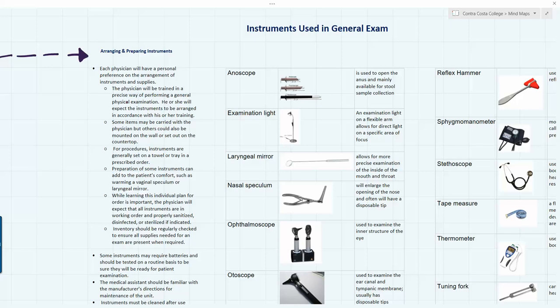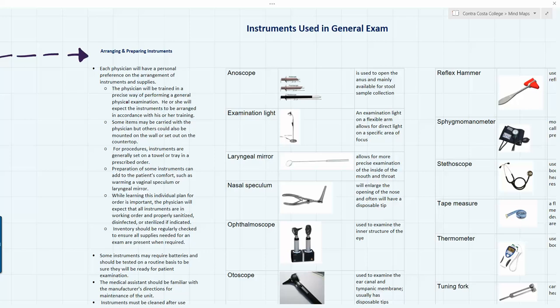Sometimes they carry the otoscope with them. Some of them, though, could be mounted to the wall. The ophthalmoscope may be mounted to the wall, or the blood pressure cuff, the sphygmomanometer, may be mounted to the wall in that office. It just kind of depends.